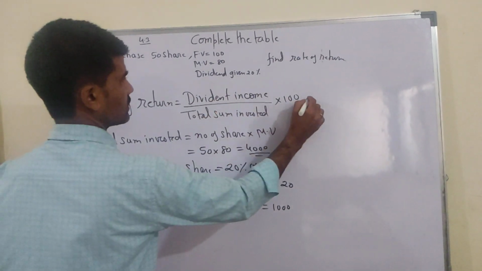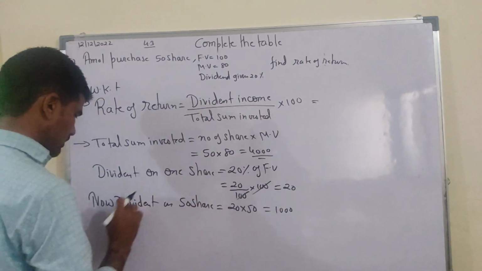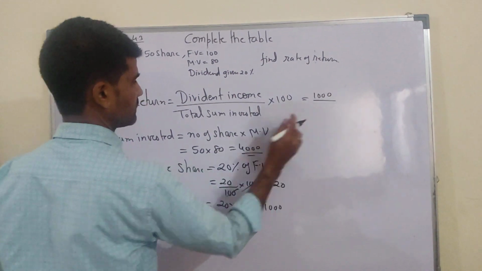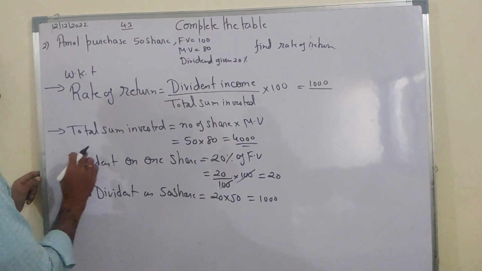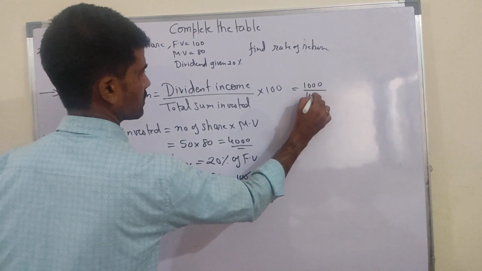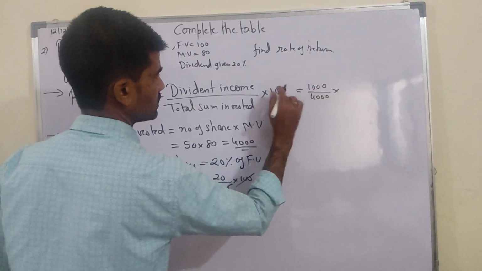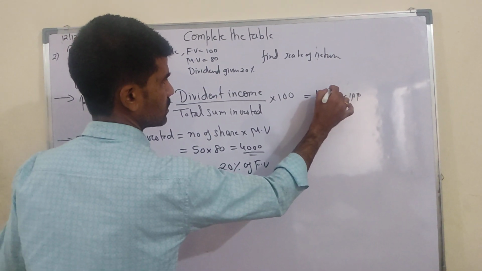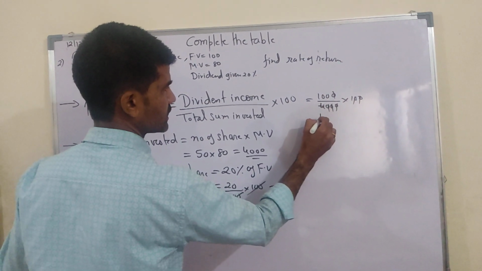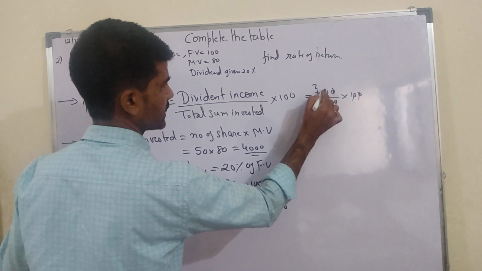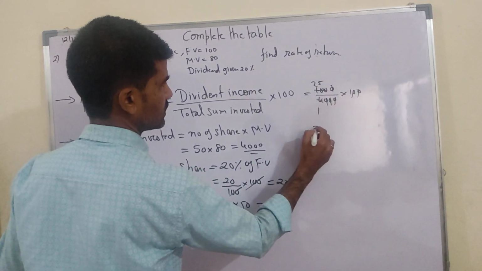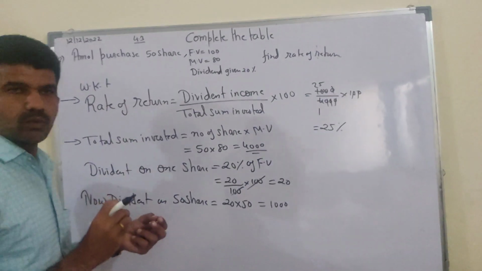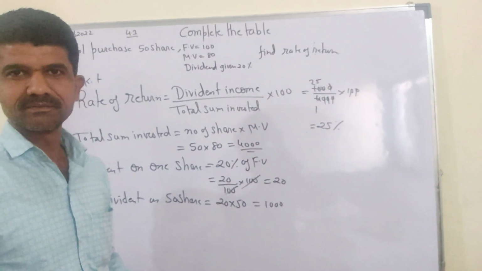Rate of return equals dividend income. Dividend income on 50 shares is 1000. Total sum invested is 4000, into 100. The 0s cancel. 4 1s are 4, 4 2s are 8, 2 carry, 20, 4 5s are 20. The answer is 25%. The rate of return to Amol is 25%.